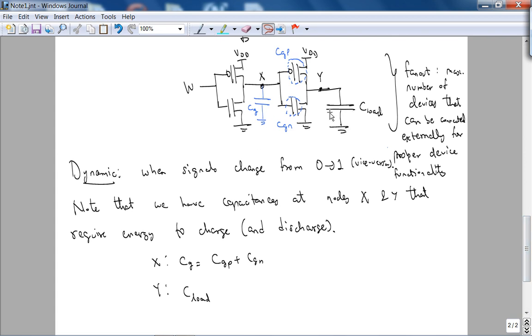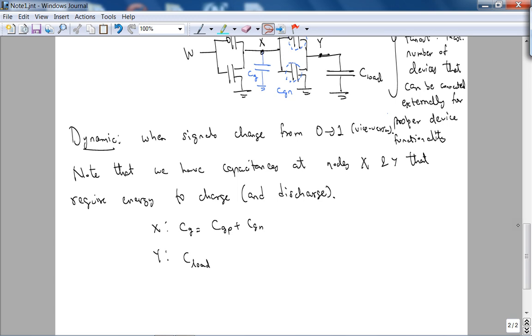The analysis I'm going to do works very similarly for C load, but basically when W goes from a 0 to a 1, initially the PMOS transistor is on, so when W is 0, VDD comes to node X, and that makes sense because when W is 0, input is 0, output is high, it's an inverter. So this capacitor is charged to VDD, and we'll see shortly why when you look at the mathematical model of the capacitor. But when W goes from 0 to a 1, the NMOS transistor now turns on, so the capacitor discharges through the NMOS transistor, and that takes not only time, but it also takes energy.